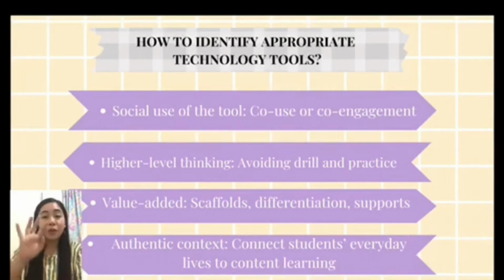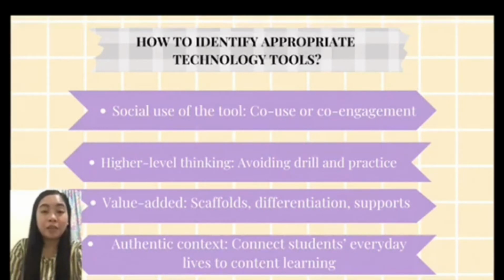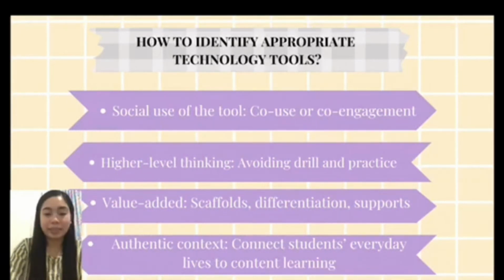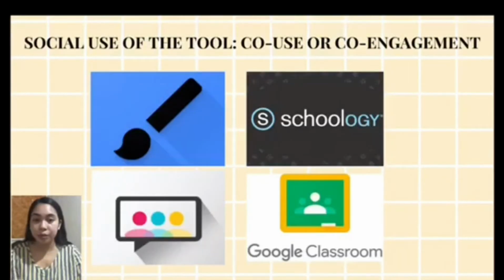Researchers have shared 4 practical characteristics of effective learning with technology that teachers can look for when selecting a tool. First is social use, second is higher level thinking, third is value added, and lastly is authentic context. First is social use of the tool, co-use or co-engagement.